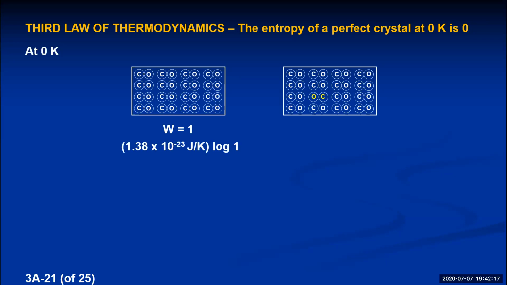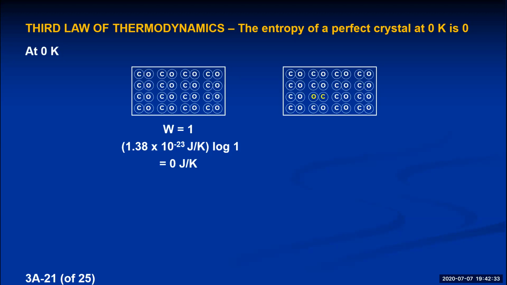So what's going to be the entropy? It's going to be 1.38 times 10 to the minus 23rd joules per Kelvin, multiplied by the log of 1. And what's the log of 1 equal? 0. So therefore, Boltzmann constant times 0 would give you an entropy value of 0.